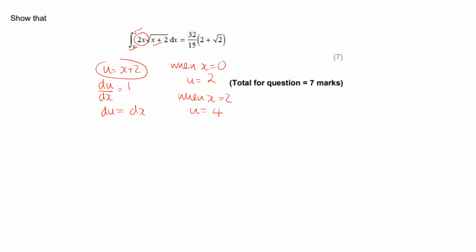So go back to my original substitution, and u minus 2 is equal to x. And I actually need 2x, so 2x is going to be twice that. So now I've got all my bits. Let's go and integrate. So we're going between 2 and 4 of 2u minus 4 times u to the half.